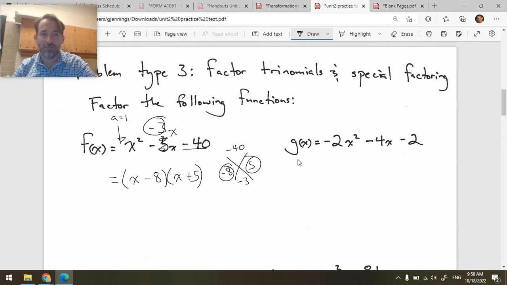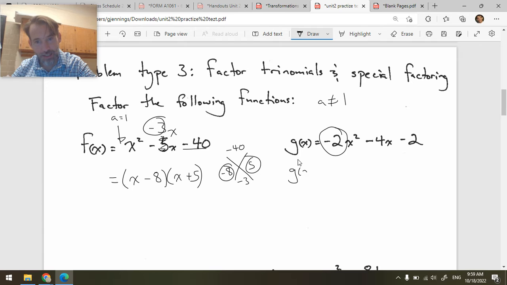All right, g of x is negative 2x squared minus 4x minus 2. Here we've got an a. A is not equal to 1. I don't know if you know, but negative 2 is not 1. The first step that you're always going to do is check for common factors. And there is one. It's minus 2.